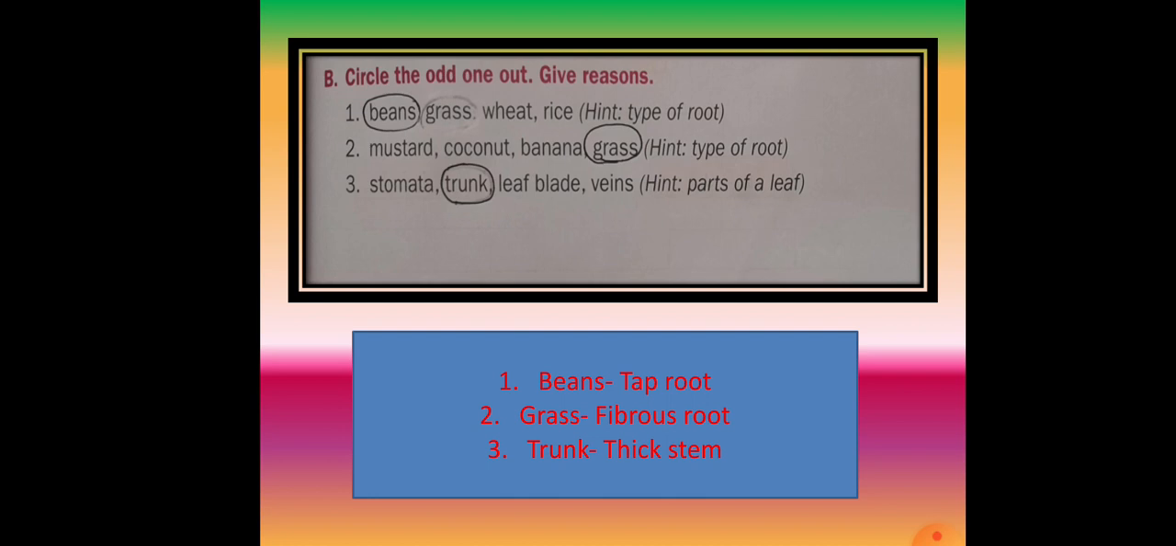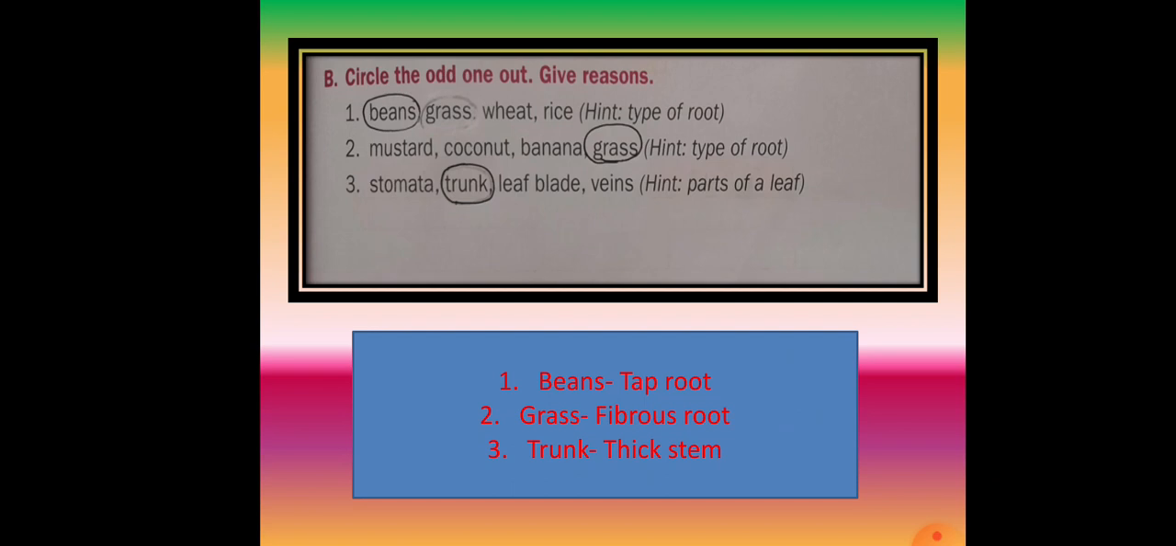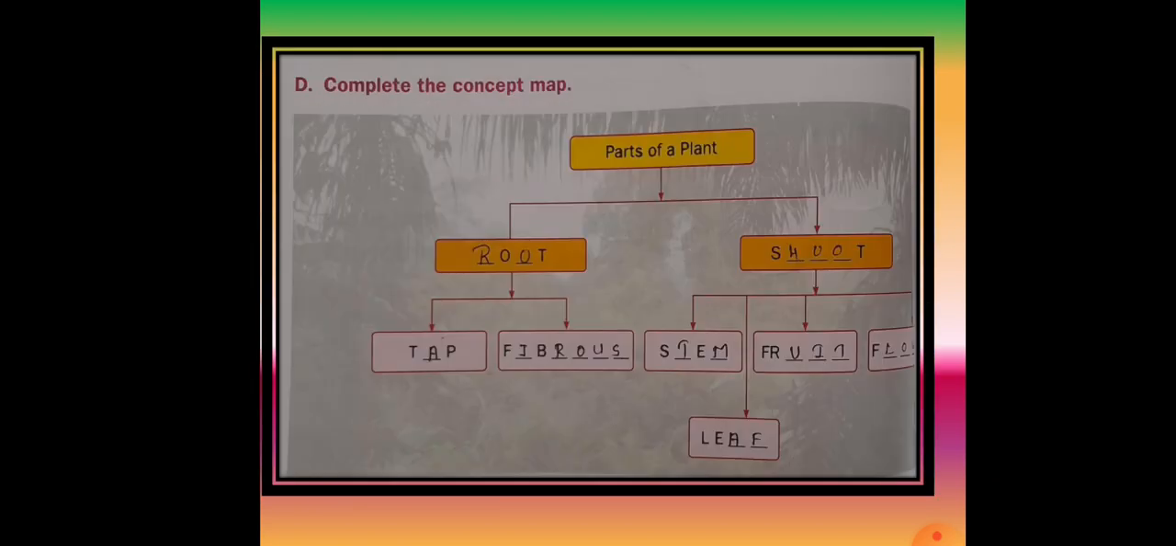So dear students, I hope you got all the answers. The question says to circle the odd one out, and with that you have to give a reason. So that's why you have to give a reason here. That is, beans is a tap root, grass is a fibrous root and trunk is a thick stem. So this is your answer. So you have to write it in your fair book. Okay dear students, now let's go to the next question.